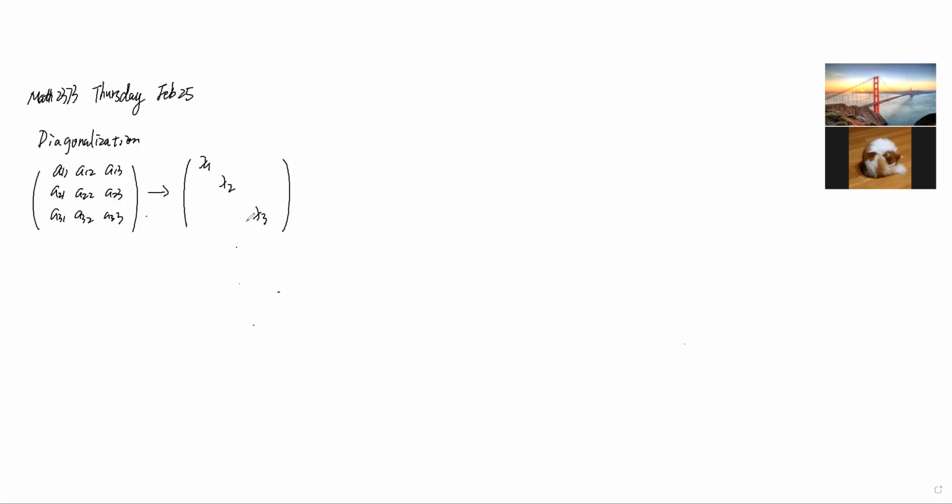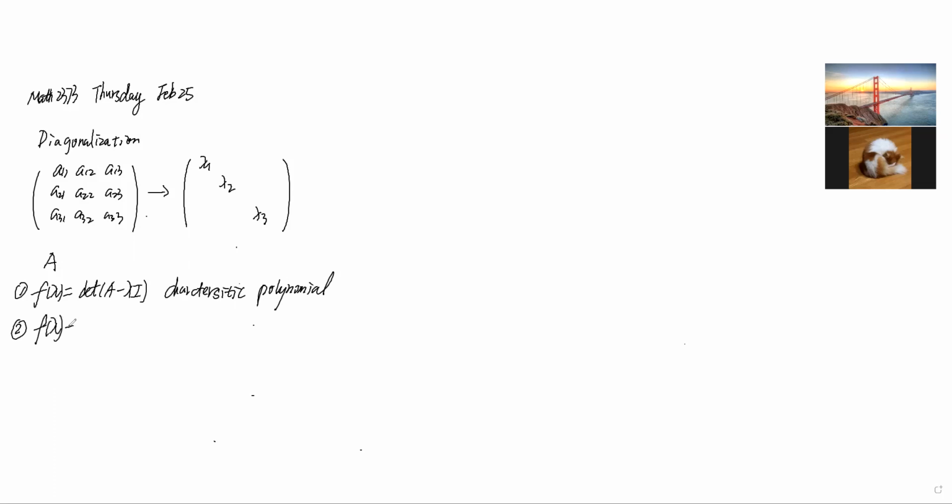Okay, now how do we find the diagonal matrix? So the method is like this. First, we have a matrix, maybe 2 by 2, 3 by 3, or n by n in general. So step one is you compute f(lambda), the determinant of A minus lambda I. So this is a characteristic polynomial.